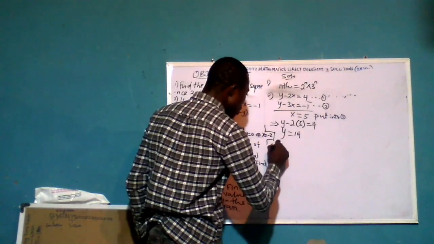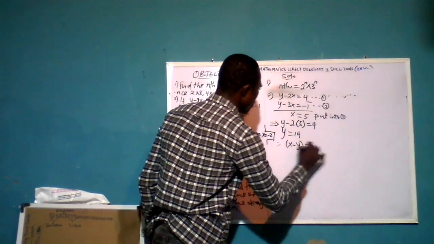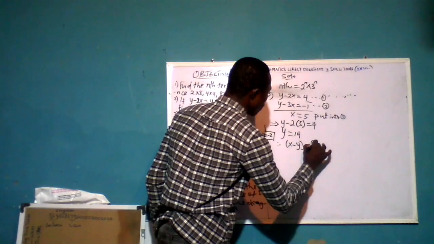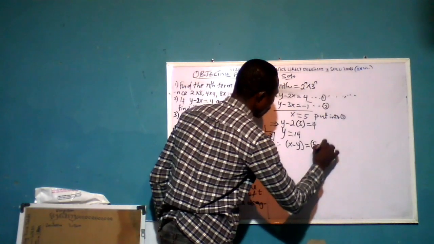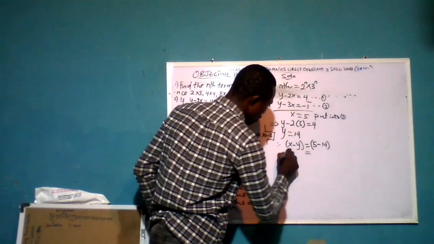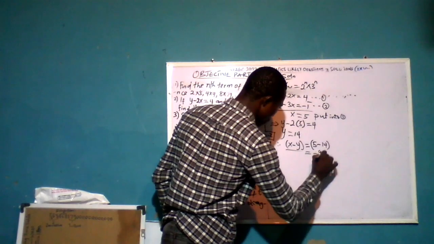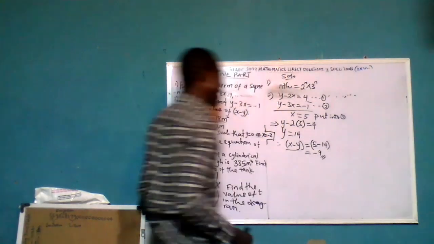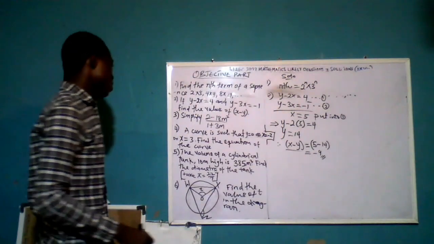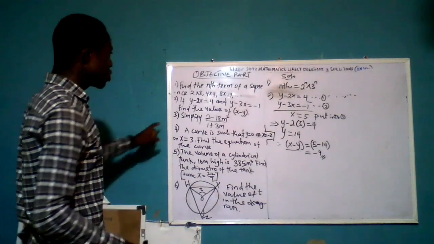Then it does mean that x minus y will be equal to 5 minus 14. Okay, and straight away you have this expression to be equal to minus 9. So you will have minus 9 in the options once you come across this question, right? Now let's go to question number 3.